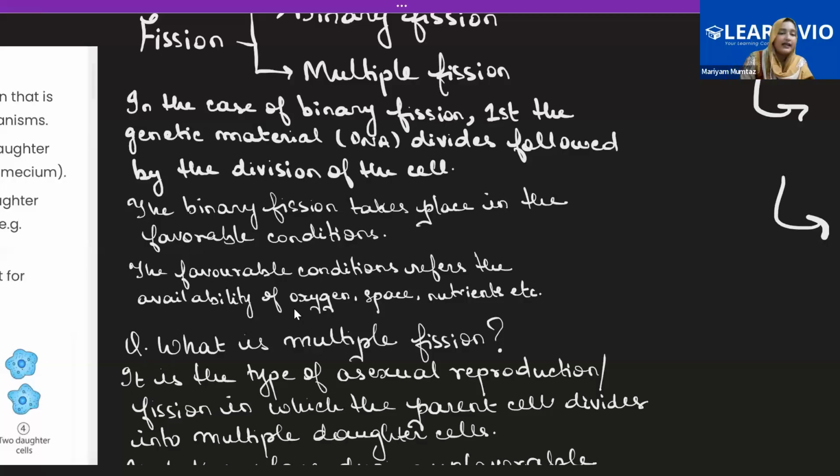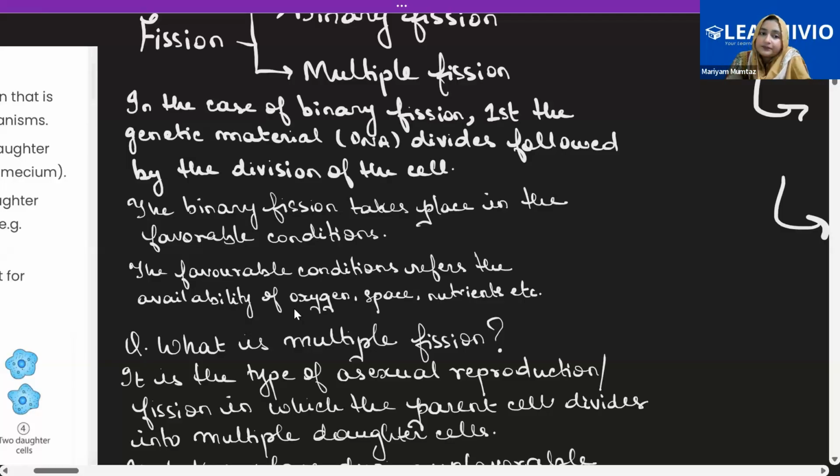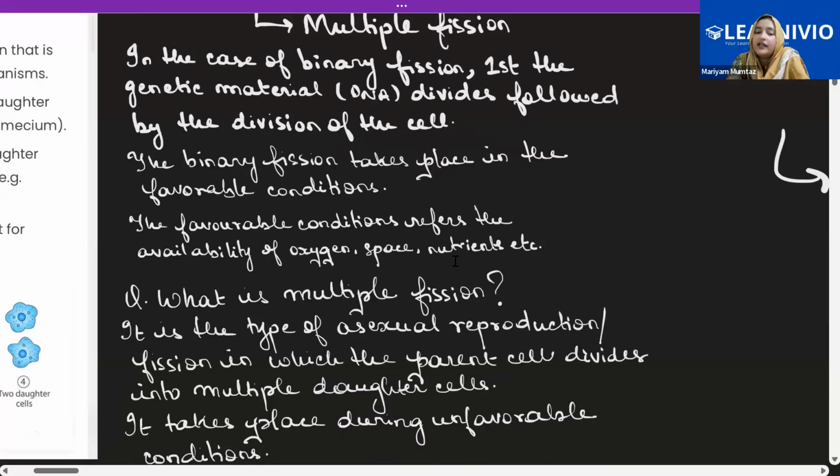Now, when we talk about binary fission, it takes place mostly in favorable conditions. Favorable conditions means all those conditions wherein there is enough space, enough food, enough nutrient availability and everything that is provided to the organism. So whenever there is a favorable condition present, in that case, fission happens. Favorable condition refers to the availability of oxygen, space, nutrients, and all.